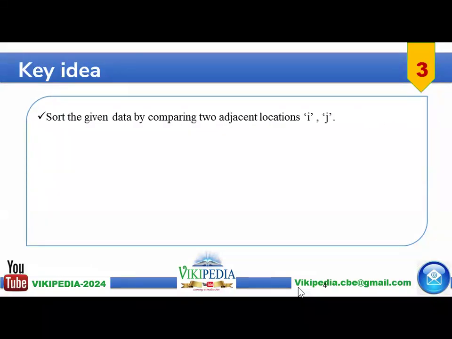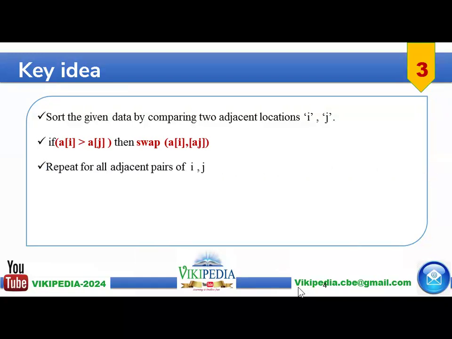The key idea behind bubble sort is to sort the given data by comparing two adjacent locations i and j. We will use a condition: if a of i is greater than a of j, then swap a of i and a of j. Now this will be repeated for several values of i and j. So we will write a for loop to represent this in programming.